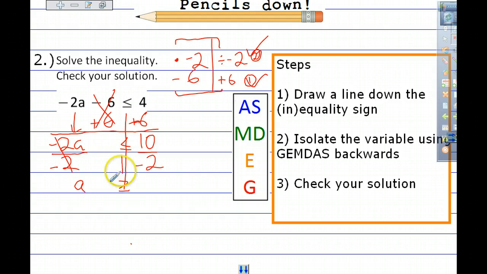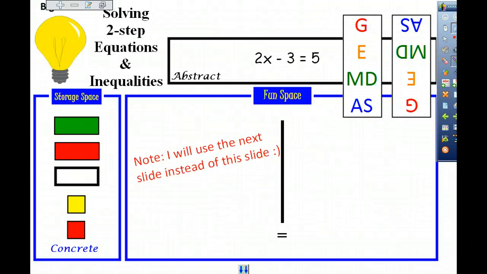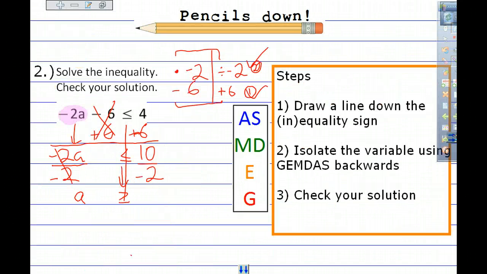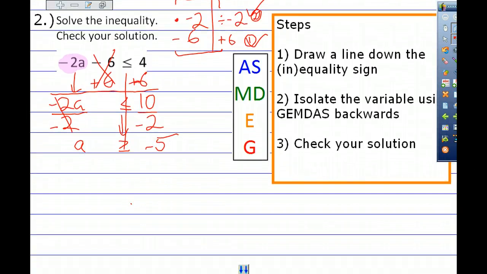Notice how I switched the sign. Why did I switch the sign? Yeah, remember right here? Look at that. -2a. Go back here. -4x. -17b. -9x. Anytime you have a negative, you have to switch the sign. So you'll have that right in the middle. Okay? And then we have -5. Okay. Not finished yet.